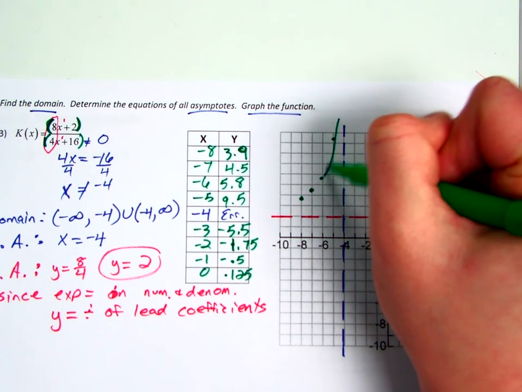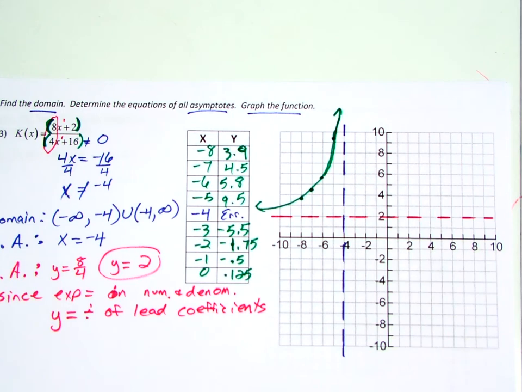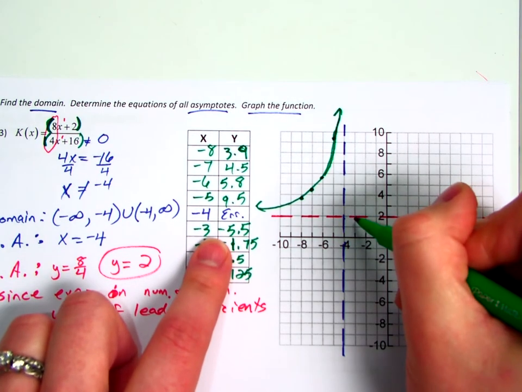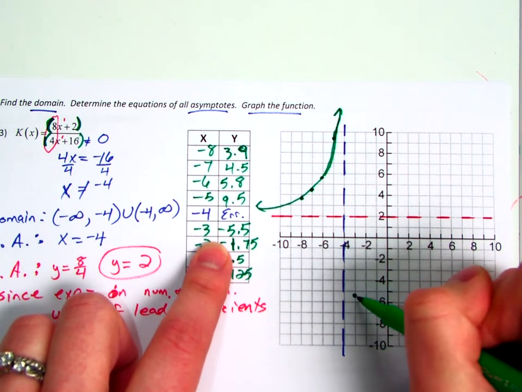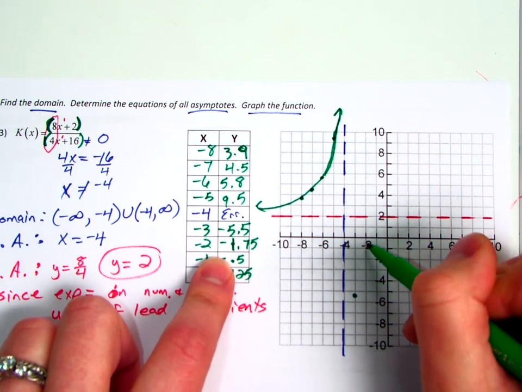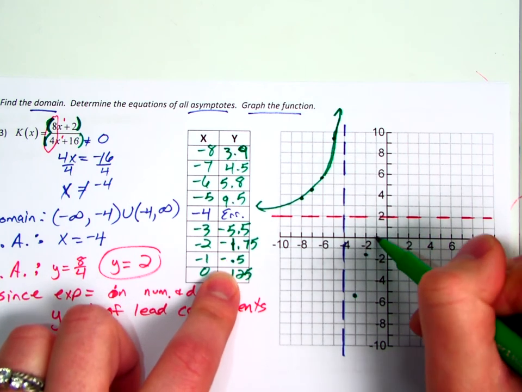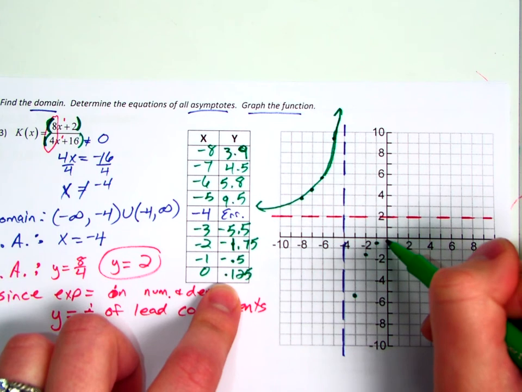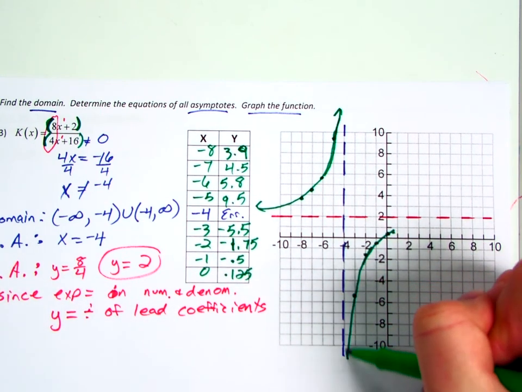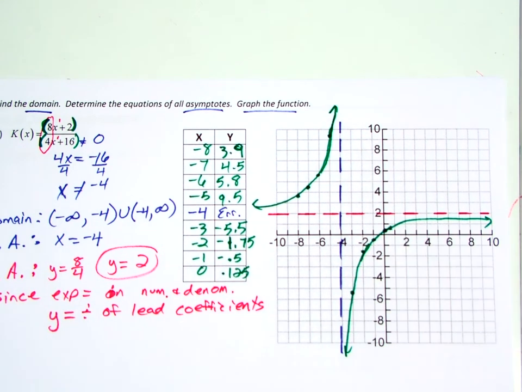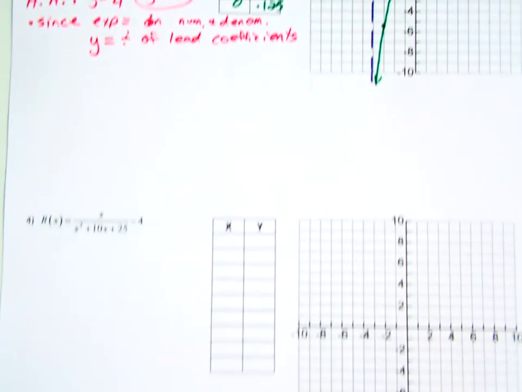So we get a graph that looks something like this, right, as it gets closer and closer to the asymptote, but not actually touching it. And then the same thing over here. So negative 3, negative 5.5, half further than 5, but not to 6, negative 2 and negative 1.75, negative 1, negative 0.5, 0, and slightly positive. So now we've got something that looks like this happening. Okay? All right, so now let's go ahead and look at number 3.